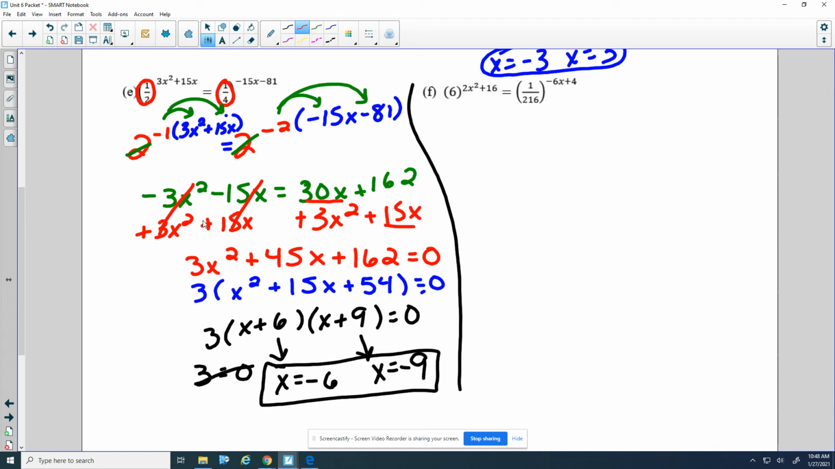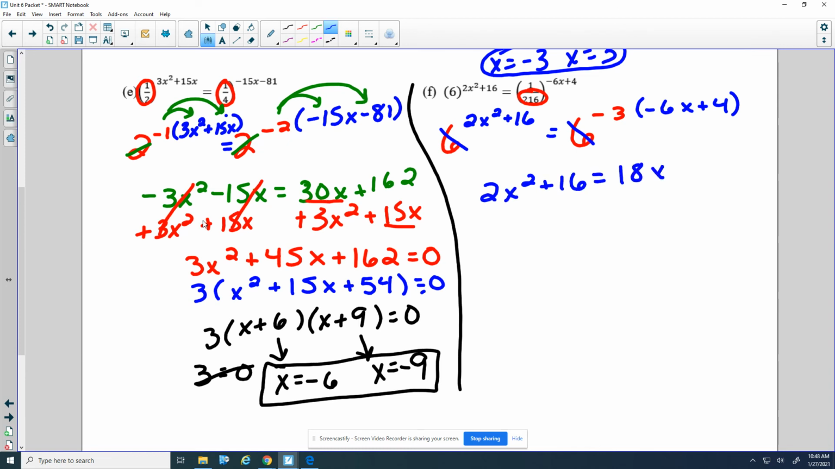So 6 and 216, 216 is a power of 6, that's 6 to the third. So since this is a fraction, I'm going to use 6 to the negative third. This will just stay as 6. Our exponents, 2x squared plus 16 here, and negative 6x plus 4 here. Cross out our bases. Okay, my 2x squared is already positive, so I'm going to move these terms over this way. So I have 2x squared minus 18x plus 28 for this one.